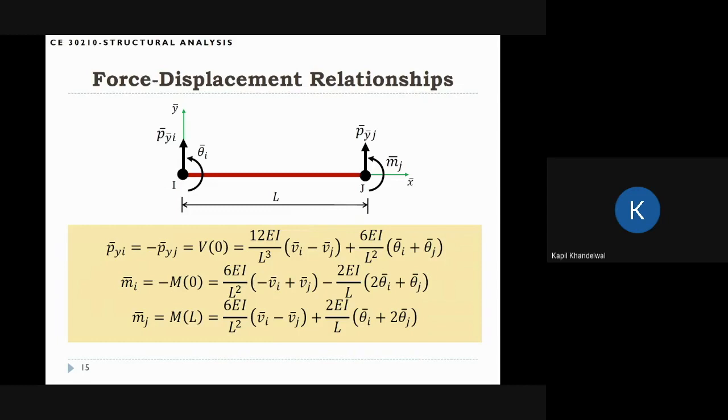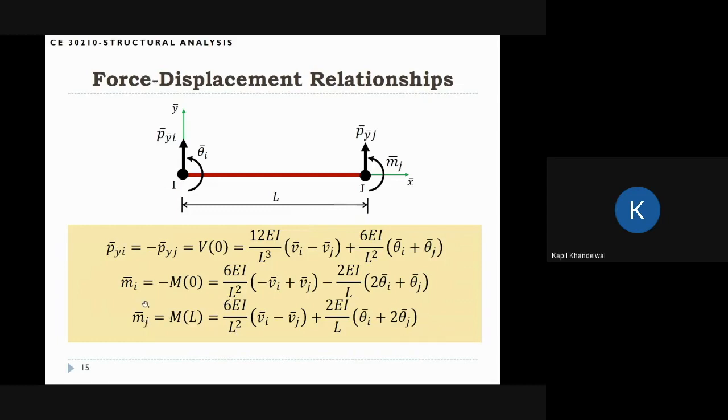So if you want to just review your previous class, like the theory of beams, you will be able to recall why there is a negative sign here. For our class, we just want to build a stiffness matrix, and this is what we are interested in. So mi is minus m0, and this is the relationship you will get. And mj is m at L, okay? And we'll get this relationship.